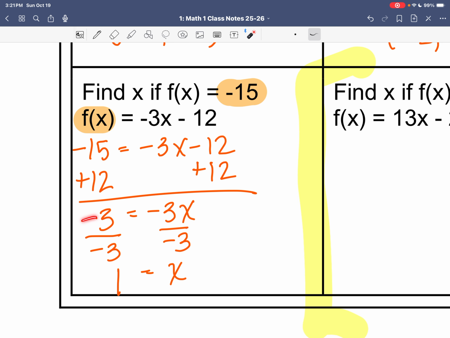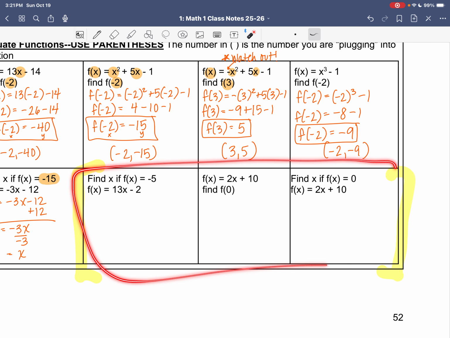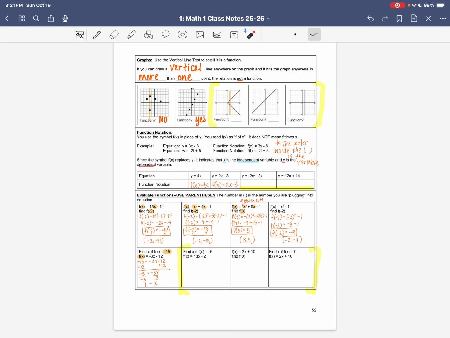And then I get -3 equals -3x. Divide both sides by -3, and I get 1 equals x. So remember, this is basically your y. It's telling you y equals -15, so that's why we're substituting -15 into there. All right, I want you to go through and try those.